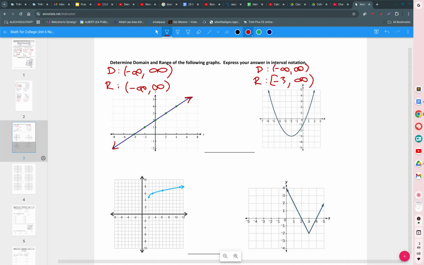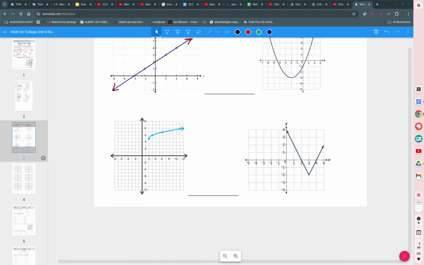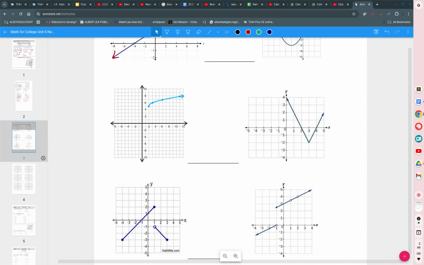Notice we put a parenthesis on infinity. You never put a bracket. You can never contain infinity. It's unbounded. There's always something that's bigger than the next number. So these, I would say, are two great examples of ones that you would see on the test. So this is where we want to all do one with you, and then you'll do one on your own.